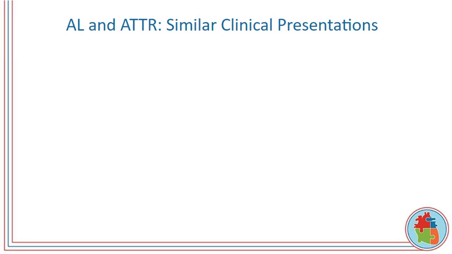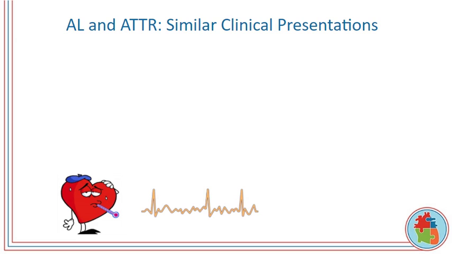While the causative disease processes for light chain amyloidosis and transthyretin amyloidosis are very different, clinically, the 2 disease states often present in a very similar fashion. Heart failure is often the primary symptom of disease, and this may coexist with cardiac arrhythmias such as atrial fibrillation and neurological abnormalities such as carpal tunnel syndrome.